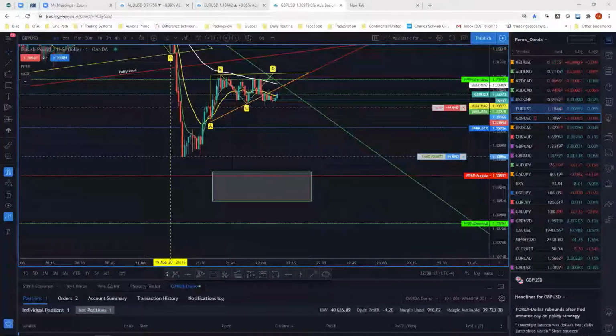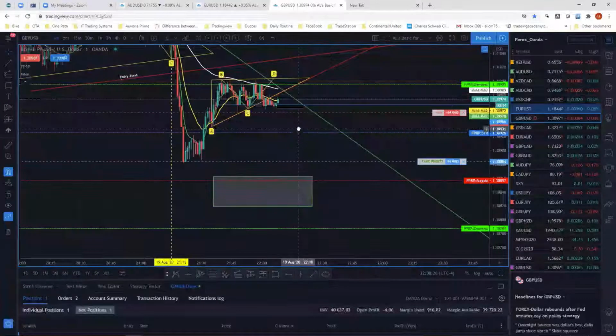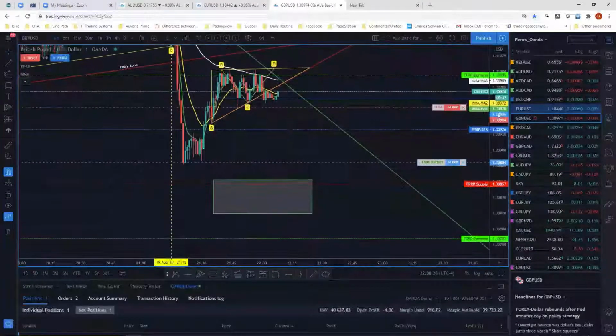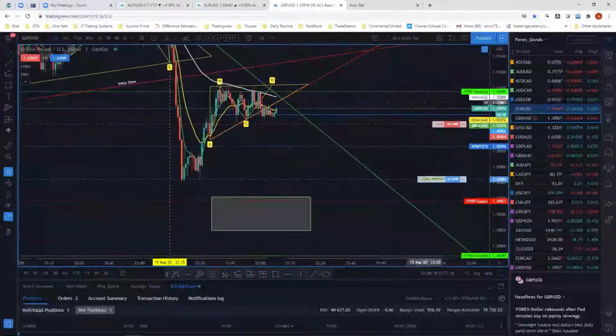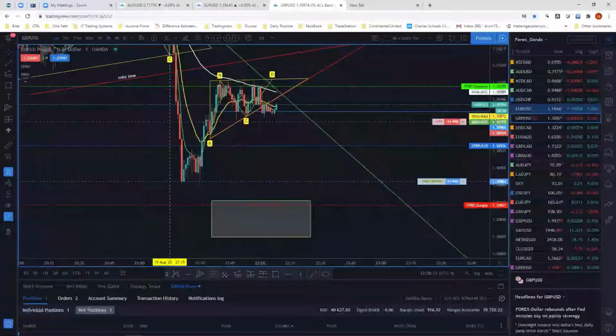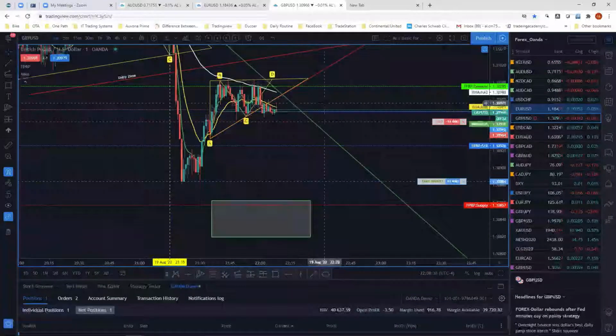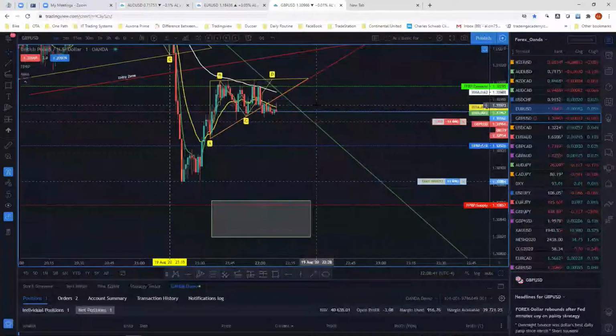Uh-oh. I moved down my stop loss and it kicked me out of the trade. You hit your stop loss? What trade did you take? The same GBP USD. And how much stop did you give it? I was trading it and I put it below the sell order in order not to lose anything. And it kicked me out. It was too tight.